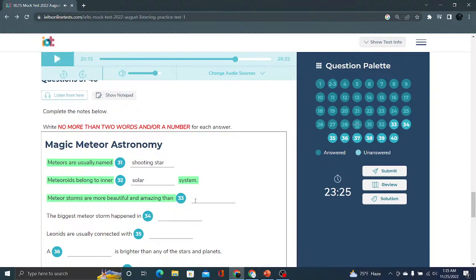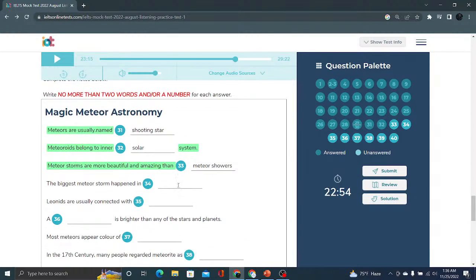Aha! Okay, he was saying meteor storms which are more magnificent than meteor showers. So the answer would be meteor showers. S-H-O-W-E-R-S, showers. Okay.